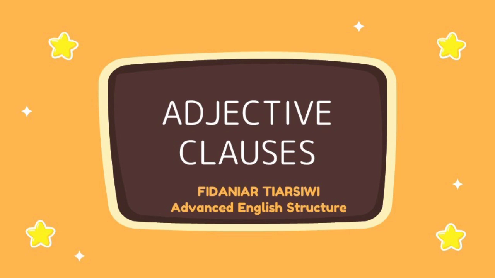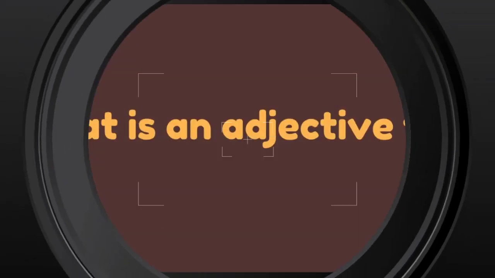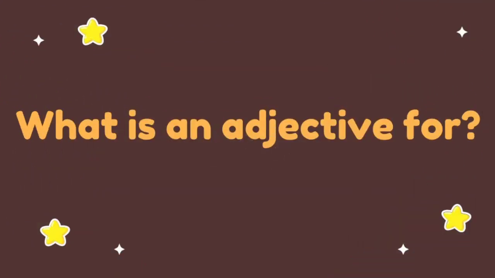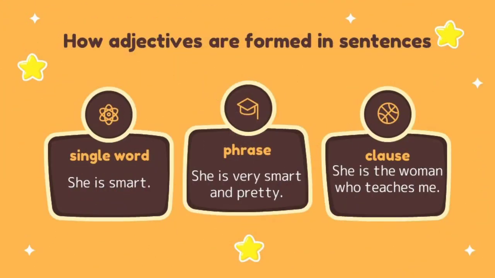Today the topic we are going to talk about is adjective clauses. Before you know further about adjective clauses, you need to know what an adjective is for. In sentences, an adjective can be a single word, a phrase, and also a clause. Every adjective is used to describe a noun.